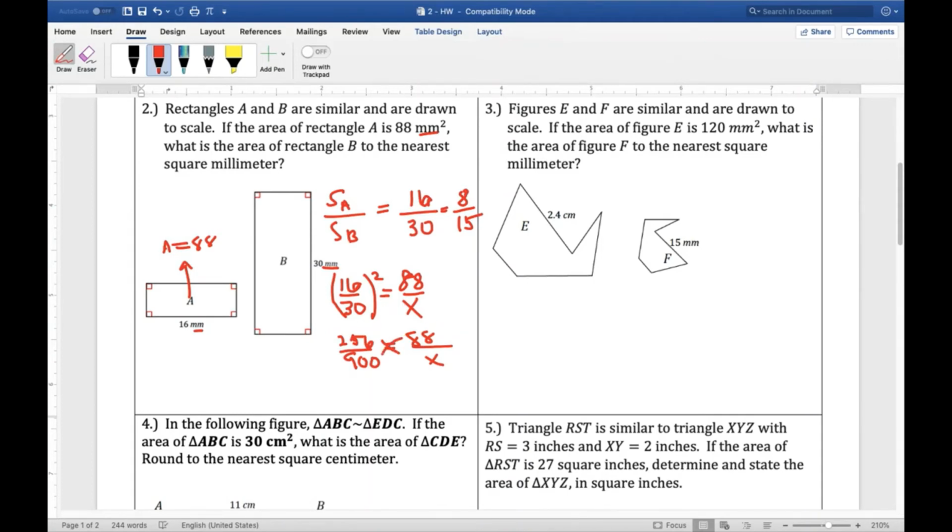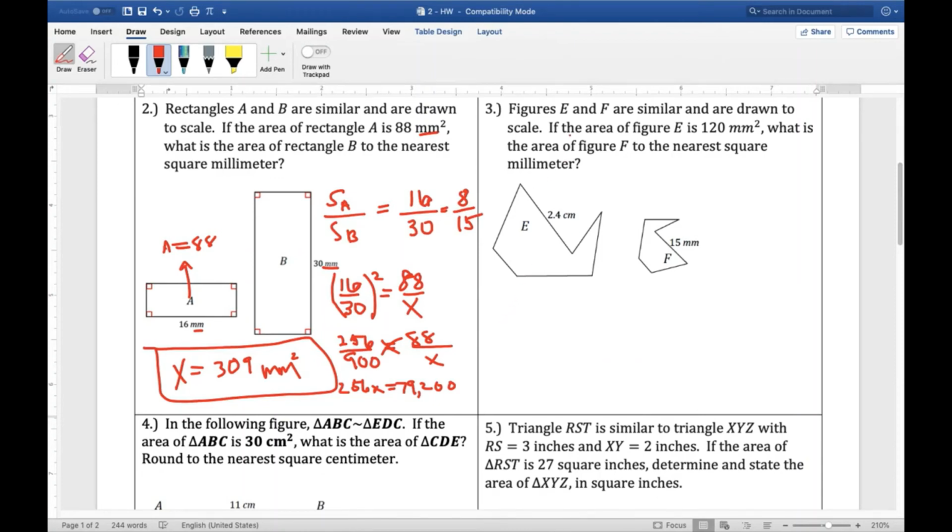When we cross multiply, we're going to get some big numbers, of course. We have 88 times 900, that's 79,200. And 256 times x is just 256x. Then we divide by 256, and we get 309.375. So x is equal to 309.375, which to the nearest square millimeter would be 309 because the decimal is 0.375. And this is squared because, of course, it's area. This is how you can go about determining either the missing area or even a missing side if we had to. Let's take a look at number 3.